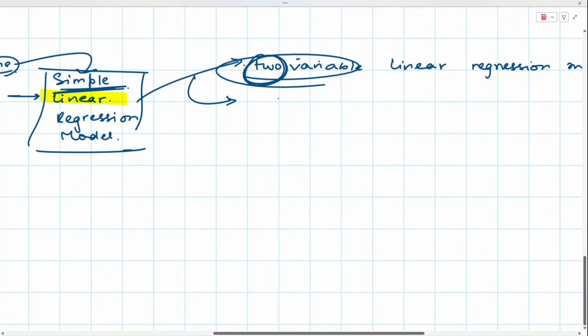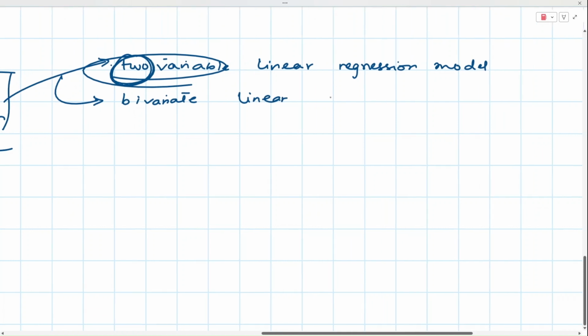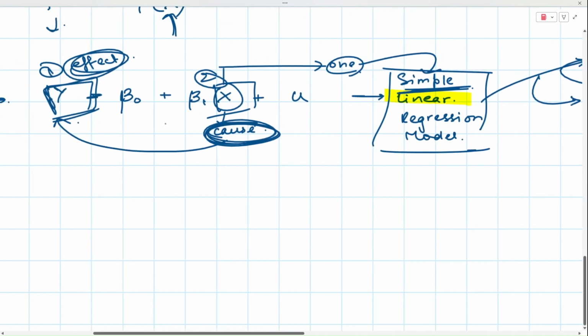By the same idea, we also call it a bivariate linear regression model. Bivariate means bi means two, variate is variable, so two variable linear regression model.